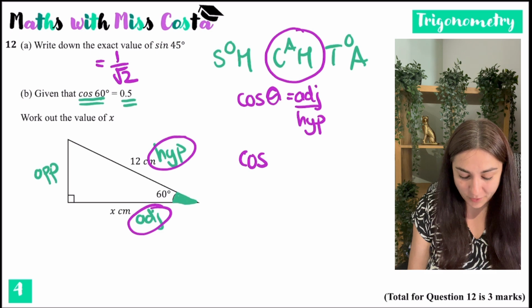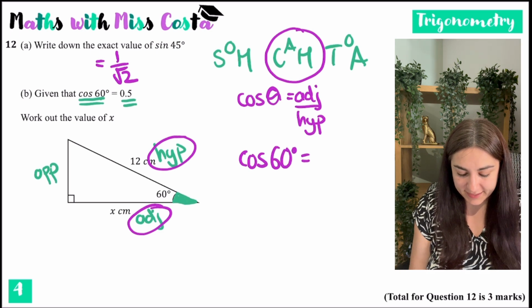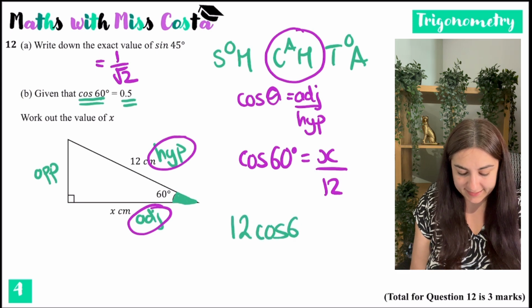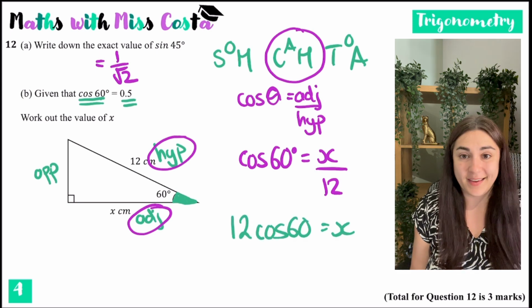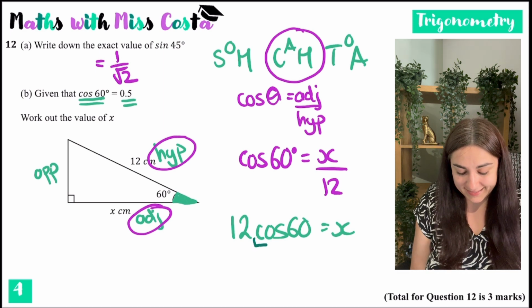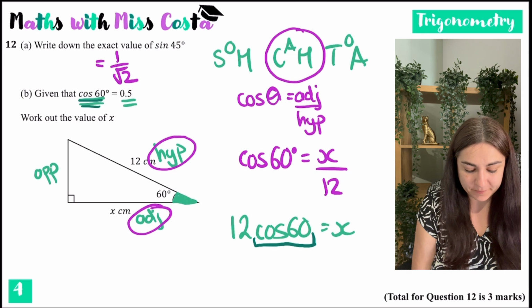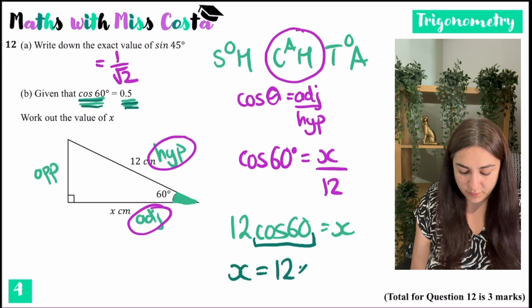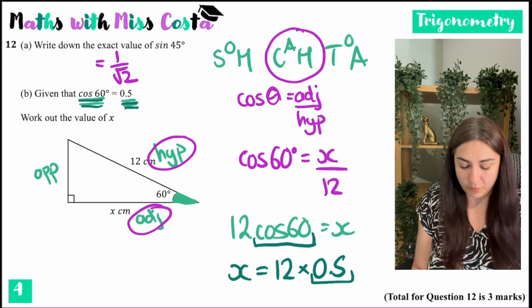So let's substitute what I know. I know that the angle is 60 degrees. The adjacent is what I'm trying to find, and the hypotenuse is 12. So all I need to do is say 12 cos 60 equals x. And you might think, this is a non-calculator paper. Yes, you'd be right. But that's exactly why they've told you that cos 60 has the value of 0.5. So I can rewrite that as 12 times 0.5, because I'm just replacing cos 60 with 0.5.